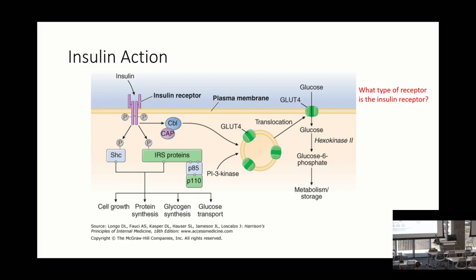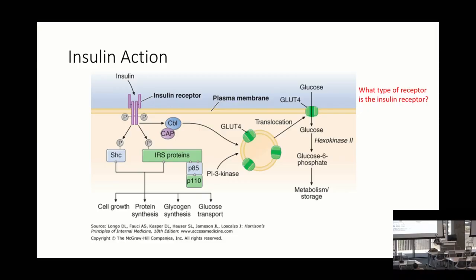There are two key sides to this, okay? The first side is on the left side. So insulin binds to the receptor. The question is, what type of receptor is the insulin receptor? What kind of receptor? Okay, so tyrosine kinase. So it's a surface receptor, tyrosine kinase.